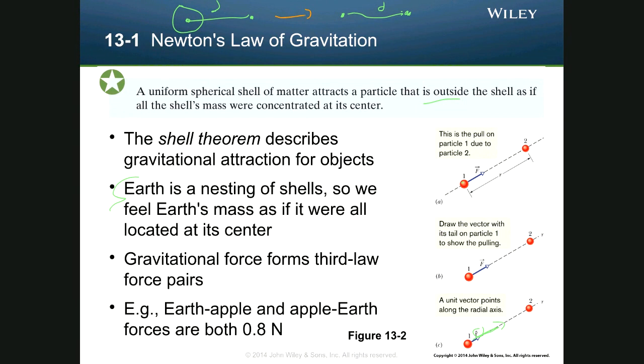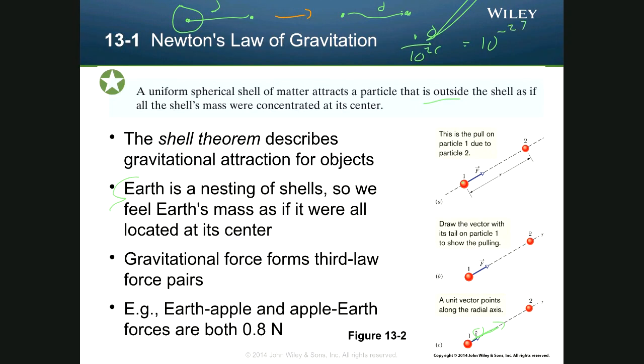So again, these gravitational forces form Newton's third law pairs, and the Earth and apple in this situation are both 0.8 newtons, but you'll notice the acceleration of the apple is 9.8 meters per second squared, but the acceleration of the Earth is there, but it is very, very small. In fact, you can figure it out: we can divide 0.8 by 10 to the 26 to get something here. I think we get about 10 to the minus 27th, probably something like that.